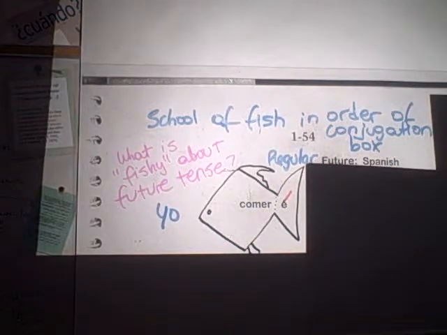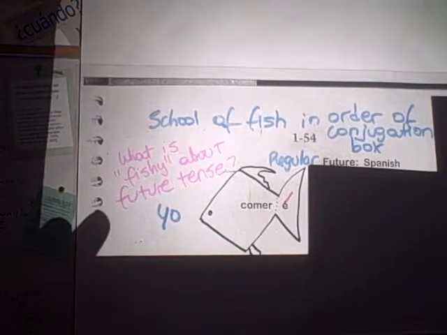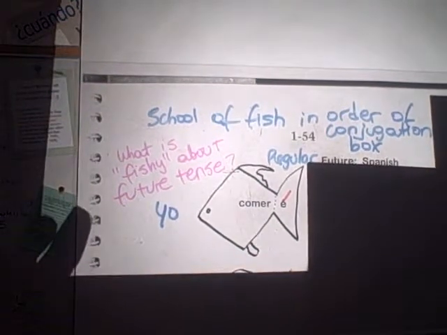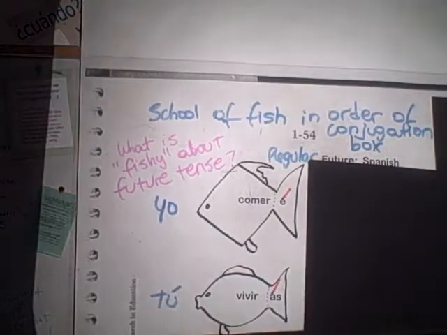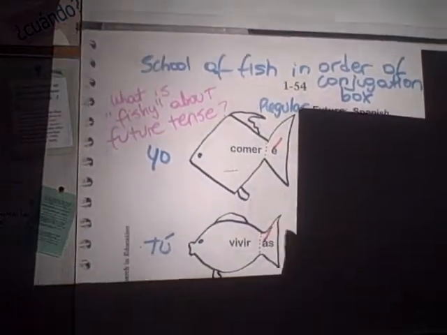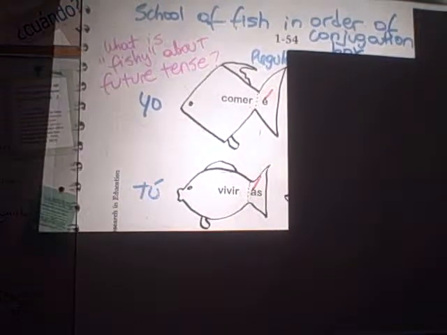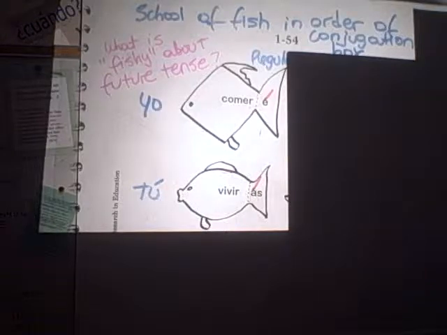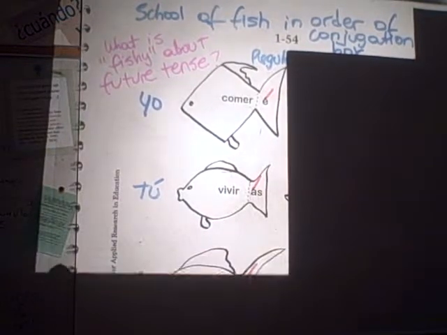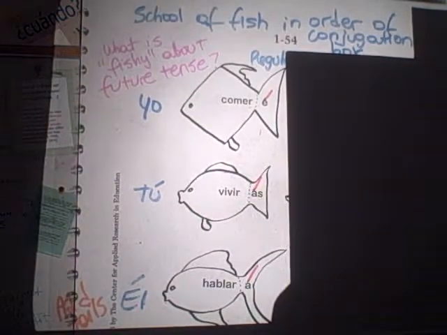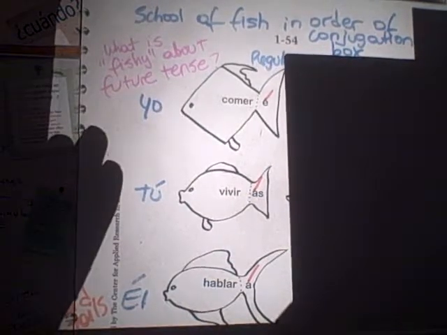Okay, so just to help you remember, you don't drop anything. Okay. Tú form. Vivirás. Good. So again, the whole body there doesn't change. Stays the same. Then attach the tail, which is your ending. Vivirás. The él form of hablar. Hablará. Good. Okay. And then the nosotros form of nadar.